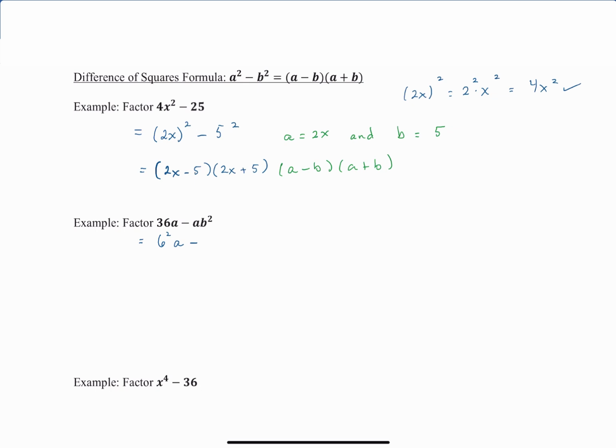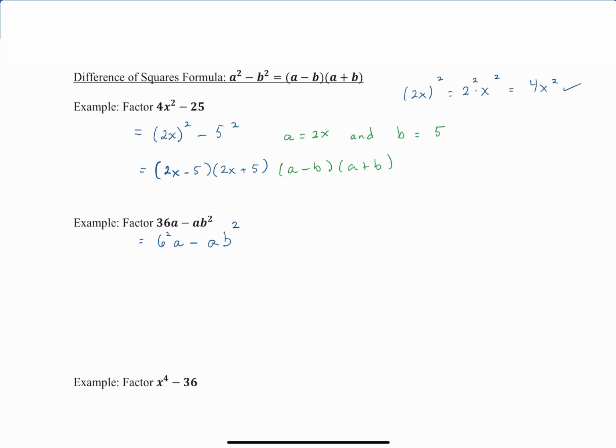That's why up here I had to write that 4x squared as the square of 2x. I have to have one thing being squared. I can't have something times something being squared. So a times 6 squared here is not a good situation. But notice there's an a in the second term also.